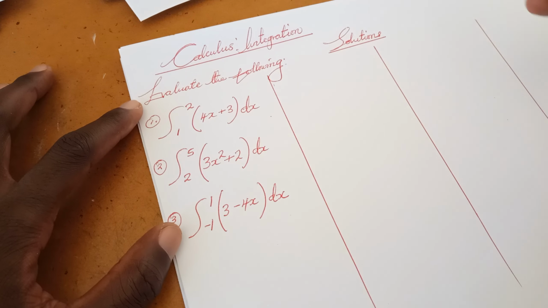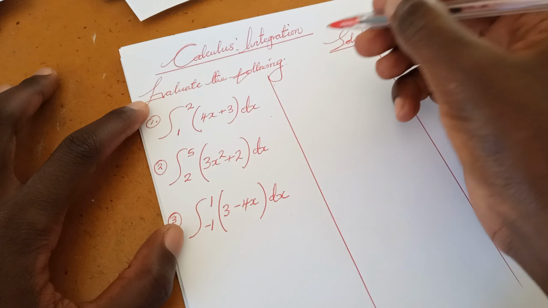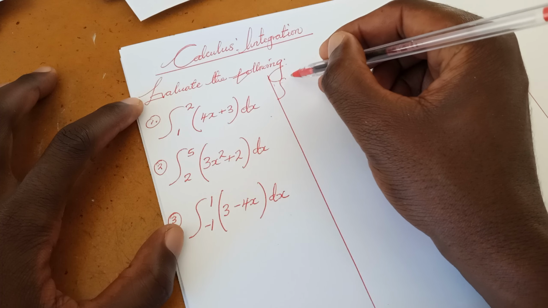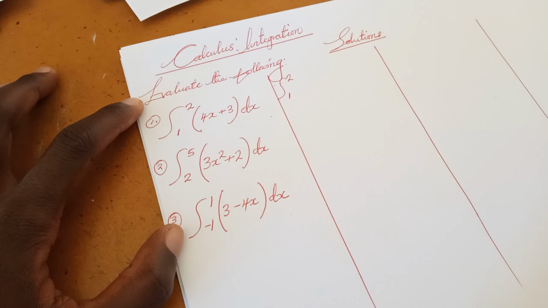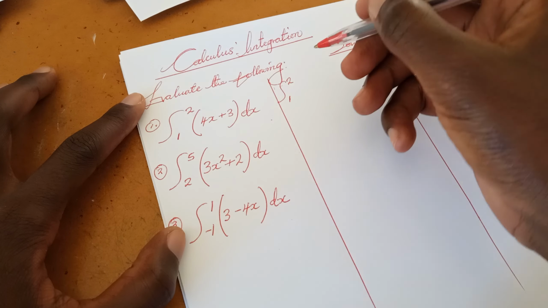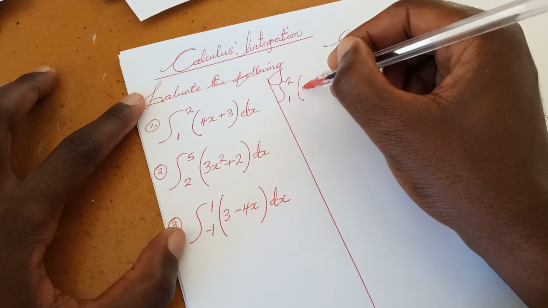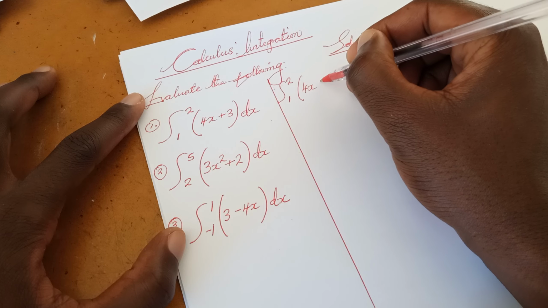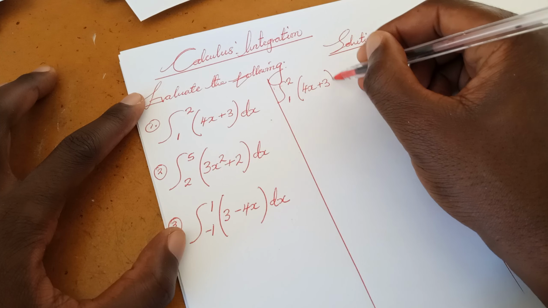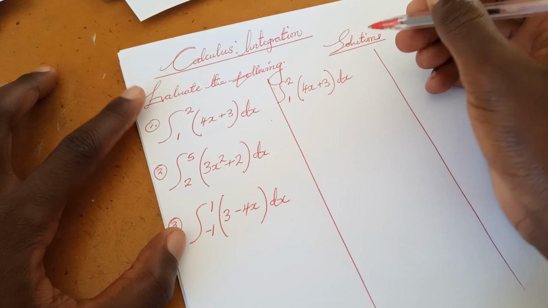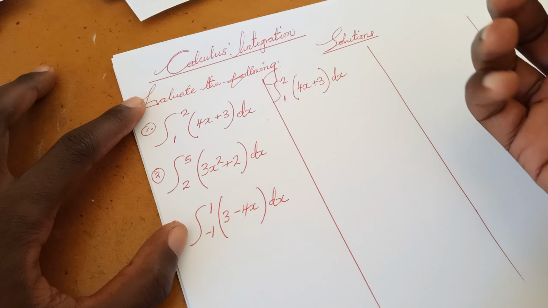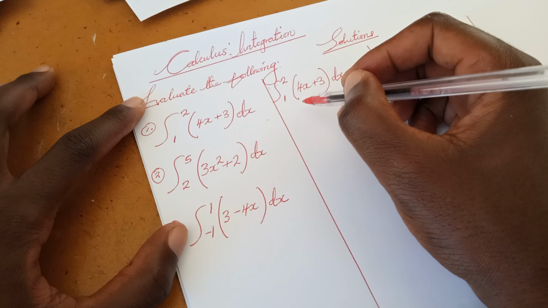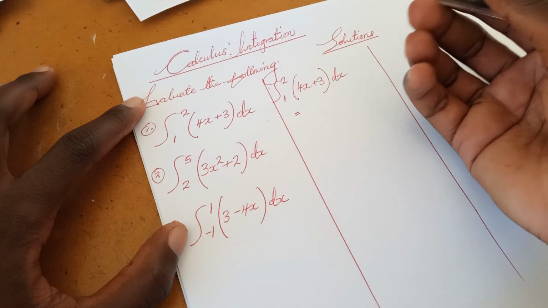So number one. Look at the solution for number one. It says we have 2 and 1 there. So we are integrating this, in brackets 4x plus 3, then dx. Okay. So now we're still going to use the same method that we used in the previous video. So we say this equals.